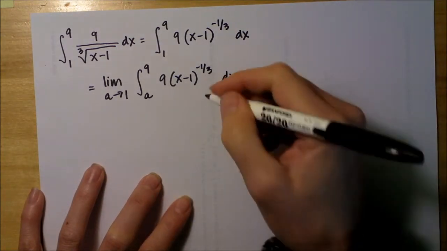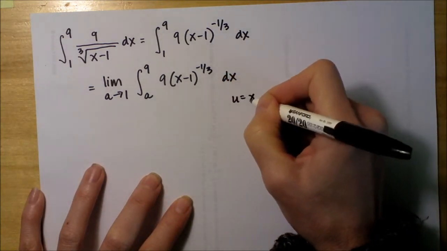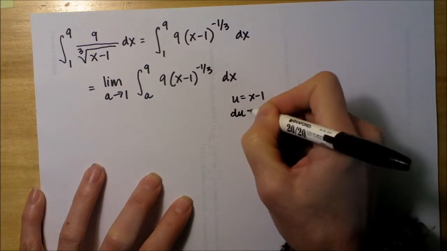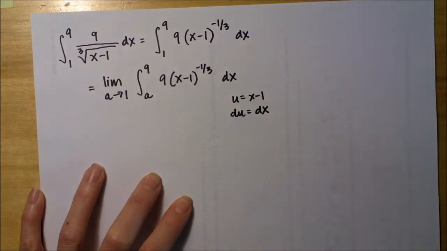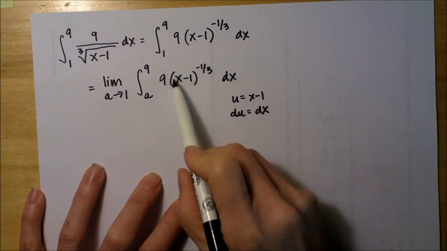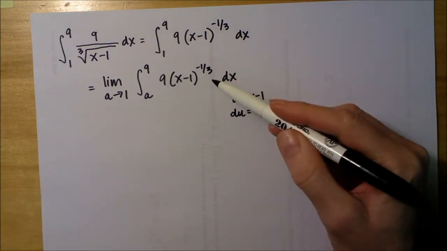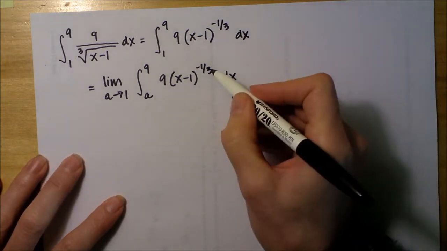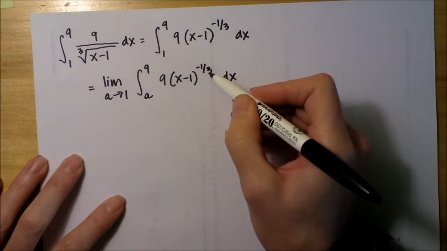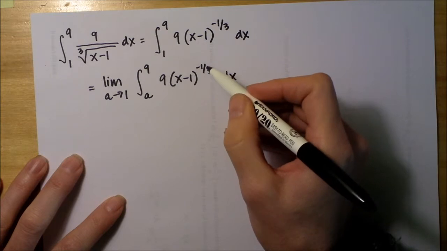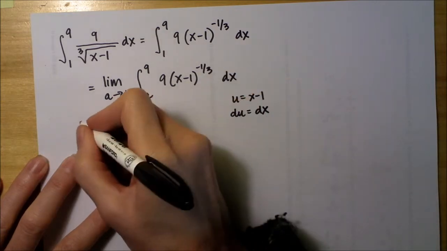And if you wanted to make u equal to x minus 1 here, then du and dx are the same thing, which basically tells me that I can treat x minus 1 like a variable. So when I integrate, I'll use the power rule and just add 1 to negative 1/3. So I get positive 2/3. So let me start writing this down.